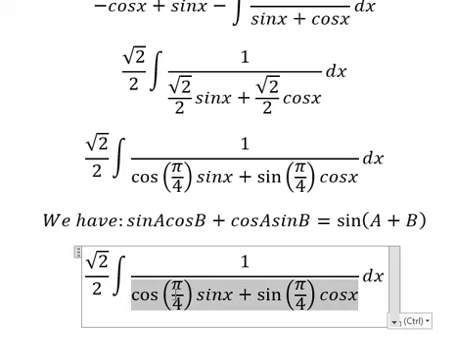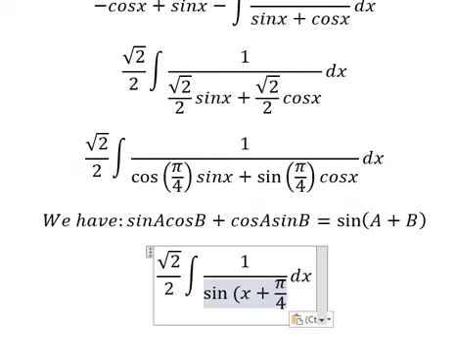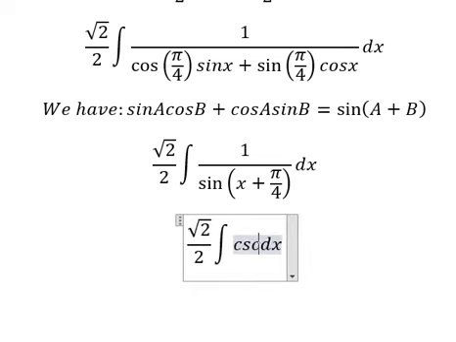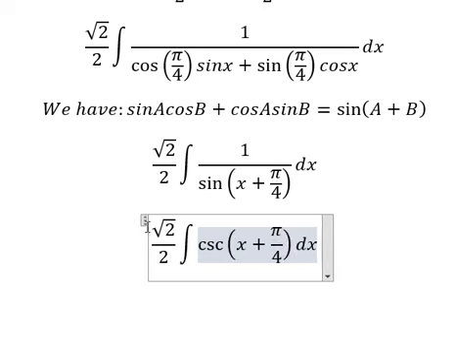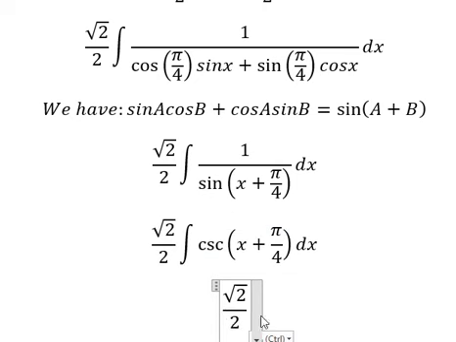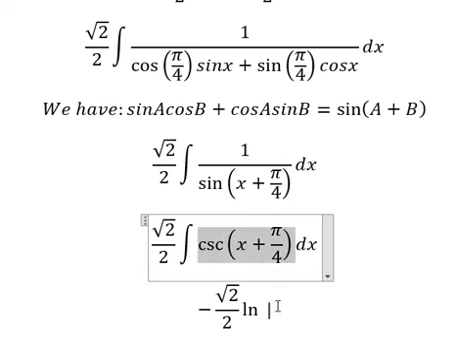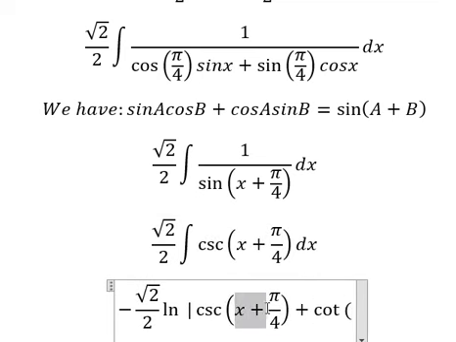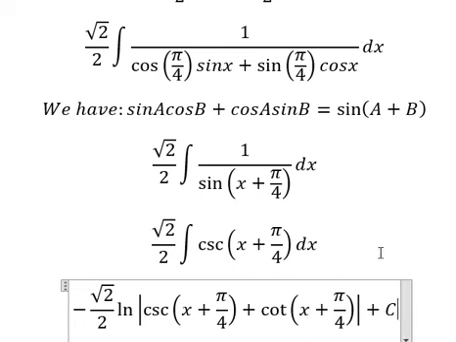So this one is sine of s plus b over 4. And this one is cosecant of s plus b over 4. The integration of this one is negative ln of the absolute value of this one plus cotangent of s plus b over 4. And I will put c.